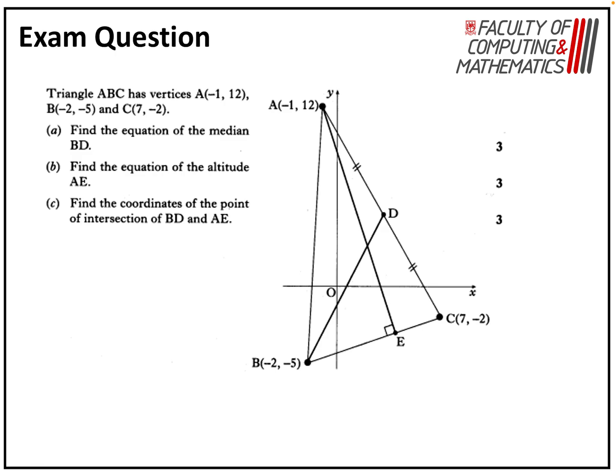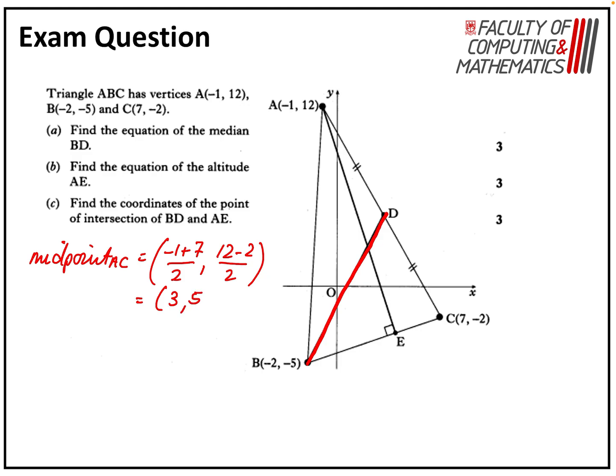Right, so first one, exam question, let's take a look at it. The median from B, BD. So what I want to do of the median BD, I want to find this line here. Okay, which means I want to find the midpoint of AC. So I would have minus 1 plus 7 over 2 and 12 minus 2 over 2. So I would have 3, 5. Okay, now that I've got D, I can then find the gradient of BD. So I've got 5 plus 5 over 3 plus 2. So I'm getting 10 over 5, which is 2.